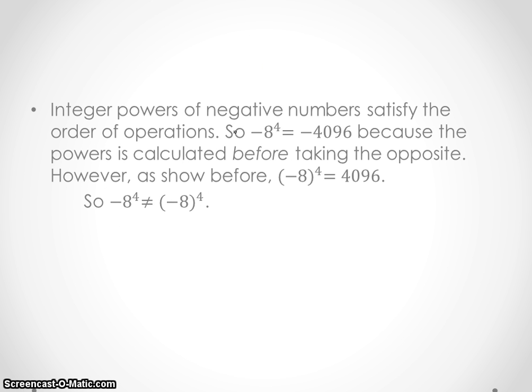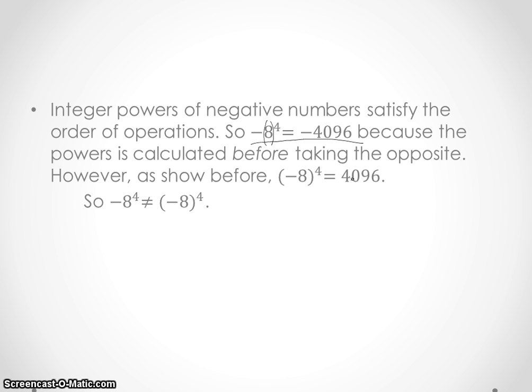Okay, integer powers of negative numbers satisfy the order of operations. So negative 8 to the fourth power is negative 4,096. And you might be thinking, that is exactly opposite of what you just said. But here, notice I don't have parentheses here. So because the power is calculated on the 8 before taking the opposite. So we do 8 to the fourth power and then throw a negative out front is the way that this one works. Okay, so we end up with negative 4,096.